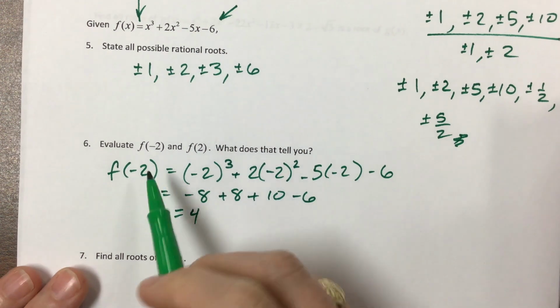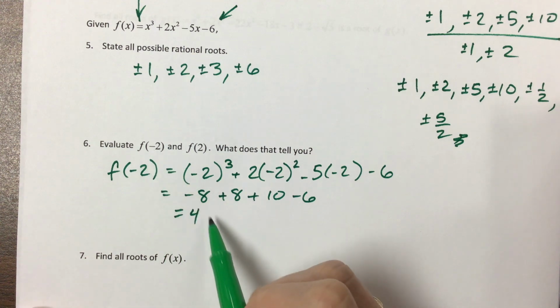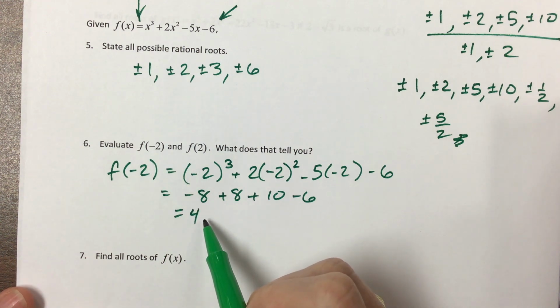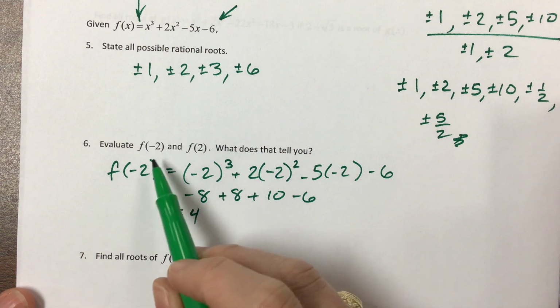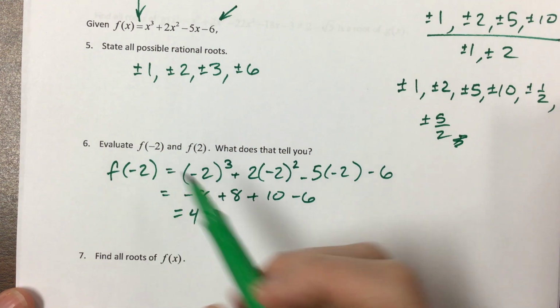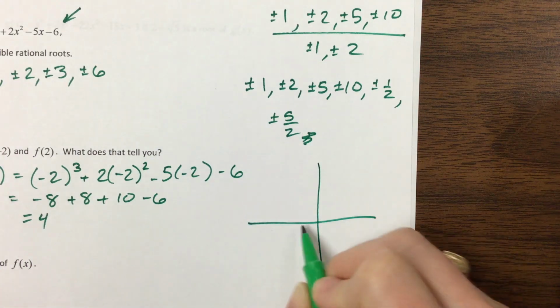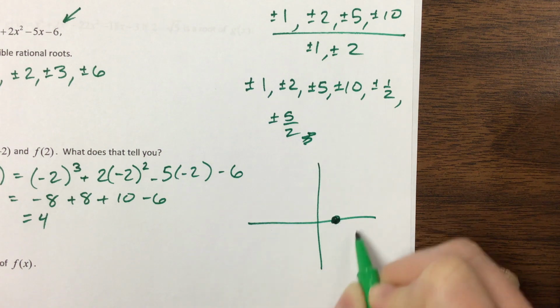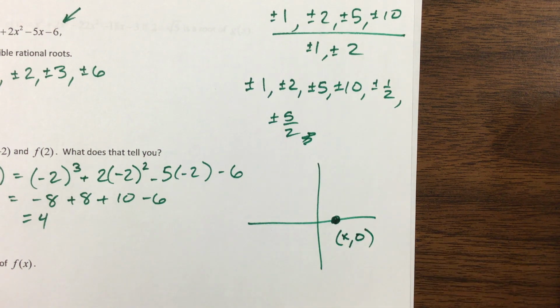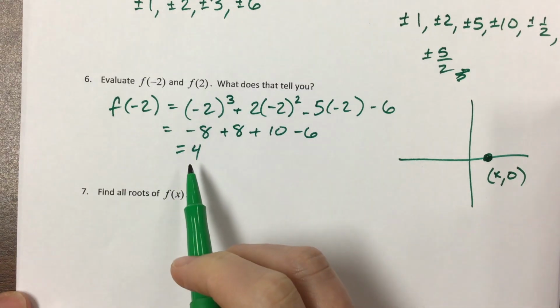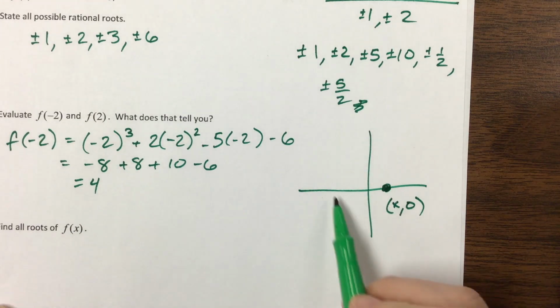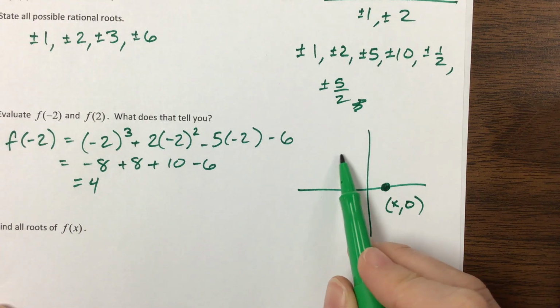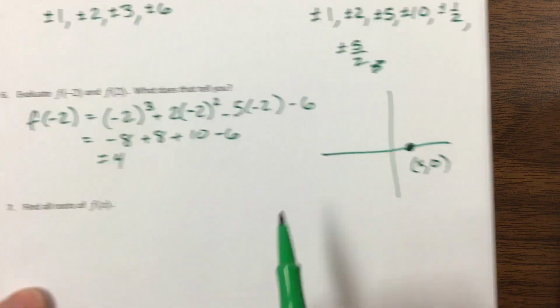Now, if I plug in a negative 2 and get out a 4, what this is telling me is that that is not a 0. In order for it to be a 0, whatever my x value is, my y value has to be 0. Well, I plugged in that value, and I didn't get 0. So whatever my x, its y value was 4.